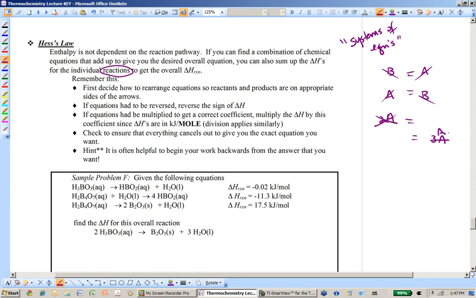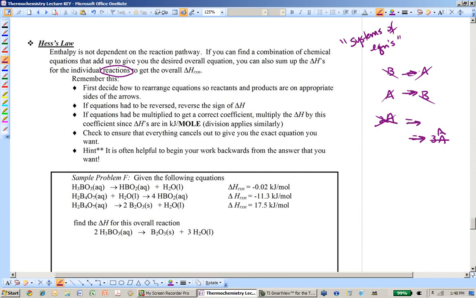But we're not going to have equal signs. We're going to have arrows in chemical reactions. Same part of your brain, though. You know how to do this. This is not a new skill. It's an old skill applied to a new situation. I know you love that. All right. So remember this.